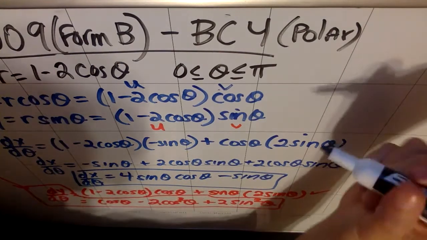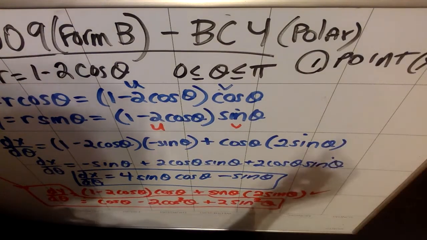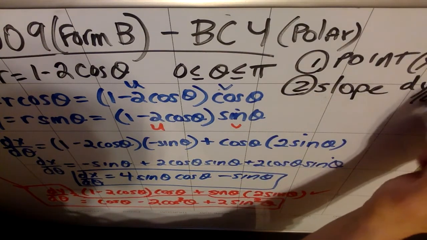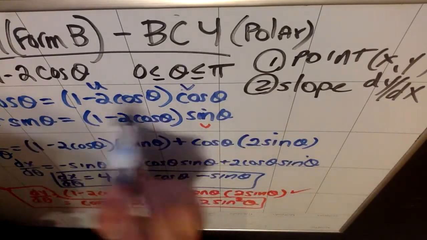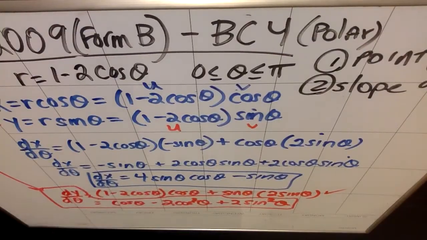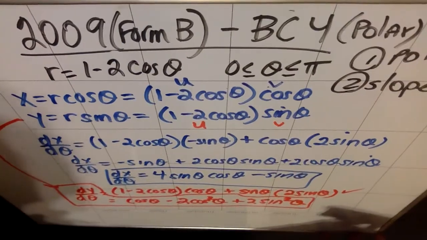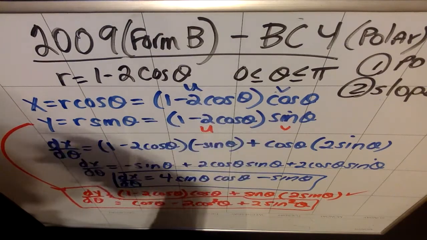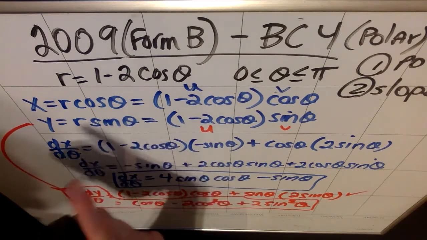So anytime I'm asked to find the equation of a line, I need two things. I need a point, x comma y, right? And I need a slope, which in most cases is my dy over dx. So the reason I mention that is I can use these two equations to find x and y. If we go back for a second to my x equation, I know that my x is r cosine theta, and my y is r sine theta. Well, I have a theta now. I know that theta is pi over 2. So if I use this formula that I have, I can find both the x and y coordinates.